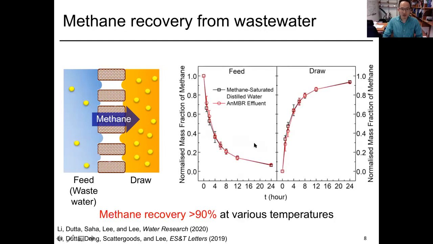Using this approach, we used food wastewater leachate that contains very high contents of dissolved methane. We were able to get more than 90% dissolved methane recovery using this approach. For example, this is the normalized methane concentration from the beginning and at the end of the experiment. We were able to demonstrate more than 90% methane recovery at different temperatures.